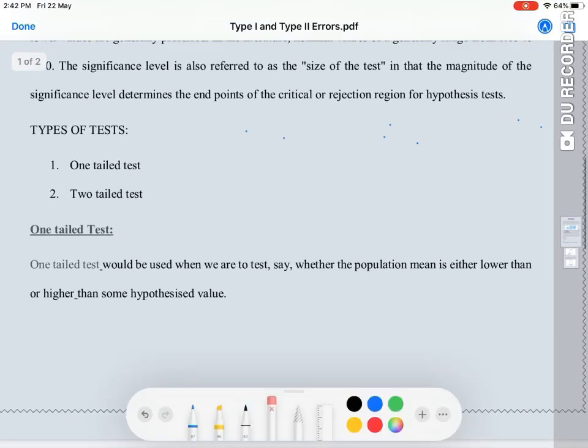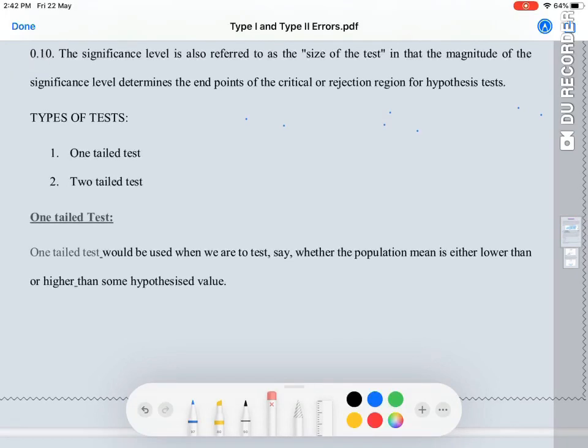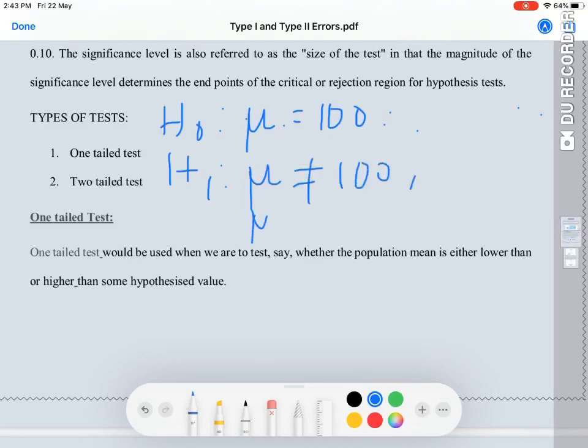Then we have one tail test and two tail test. Let us consider an example. H0, null hypothesis, mu is equal to 100. I am taking the population mean is equal to 100. That means what I am trying to say is there is no significant difference between the population mean and the estimated population mean. Then my alternate hypothesis could be written in three ways. One is mu not equal to 100, or it could be mu less than 100, or it could be mu greater than 100.